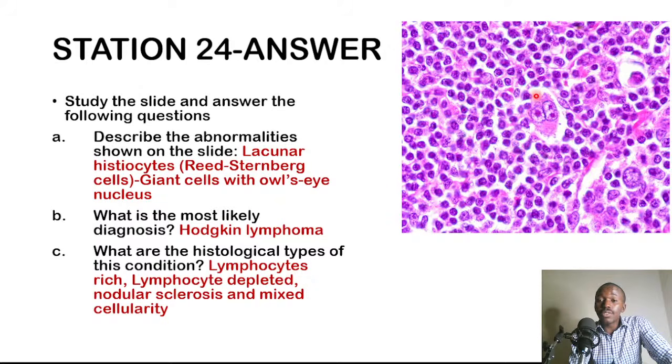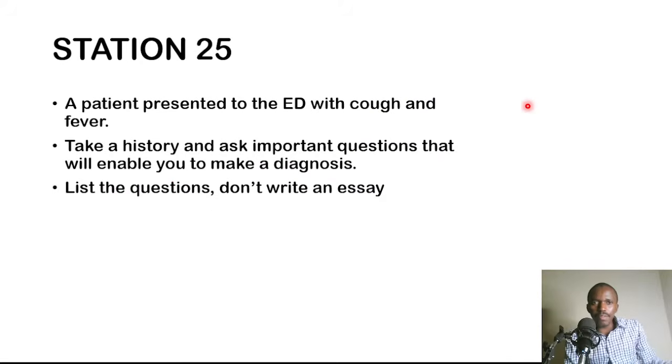So this is what we see in Hodgkin's lymphoma, and the types are going to be your lymphocyte rich, lymphocyte depleted, your nodular sclerosis, and your mixed cellularity. Remember that this is also one of the conditions that's going to be associated with HIV, especially stage 4 HIV.